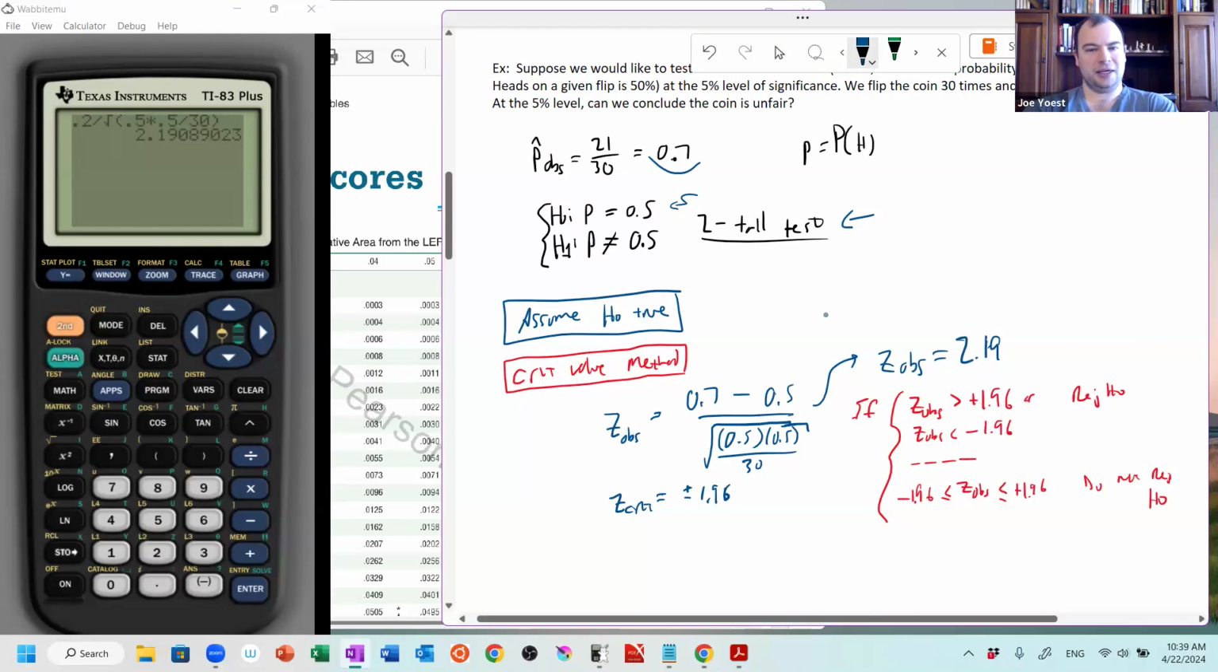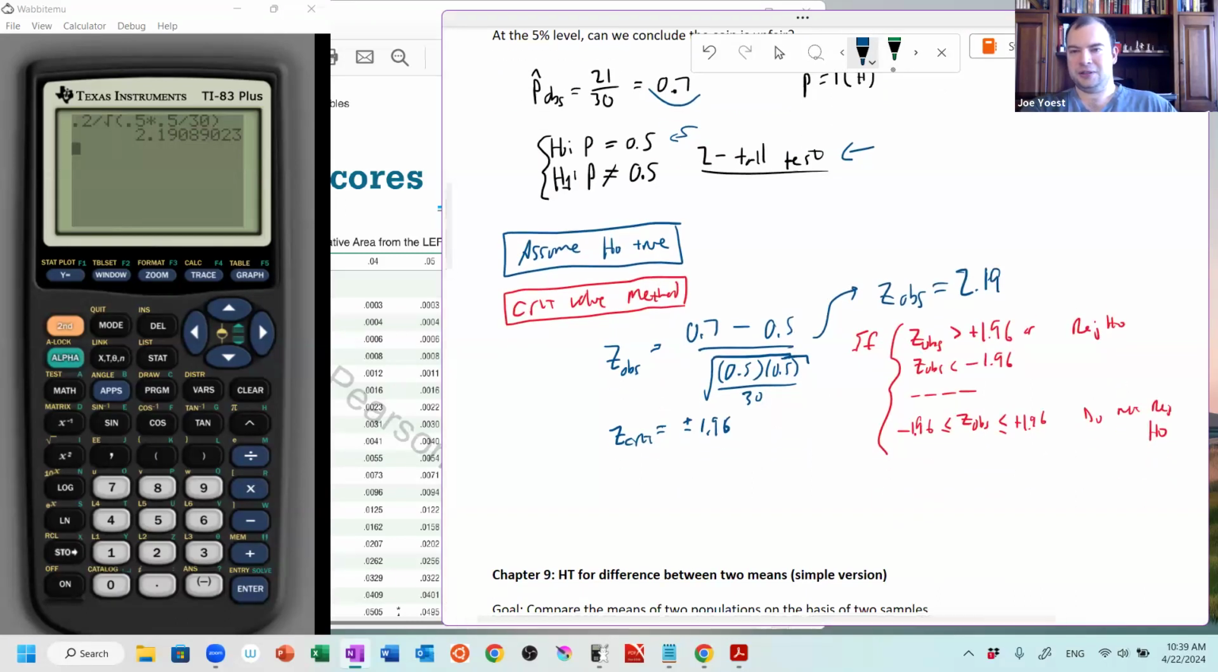So basically, I'm saying that if I have a sample that's more than 1.96 standard errors away from the null hypothesized value for p, then I reject, and my sample is 2.19 standard errors above the null hypothesized value for p.